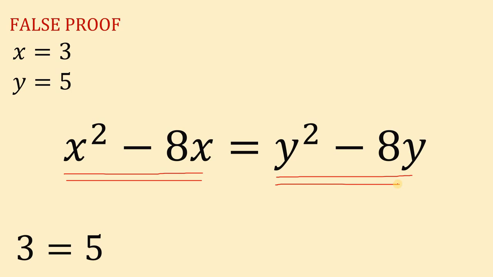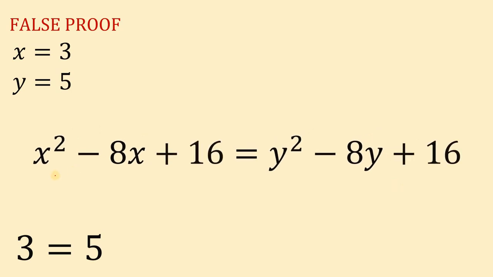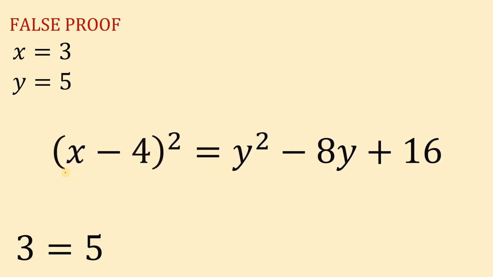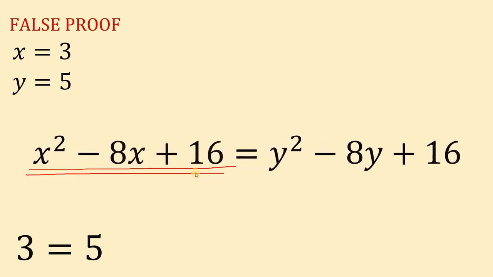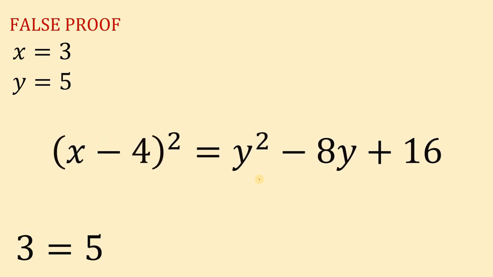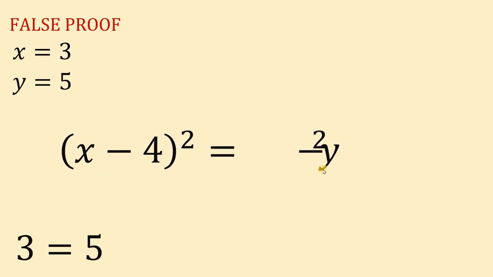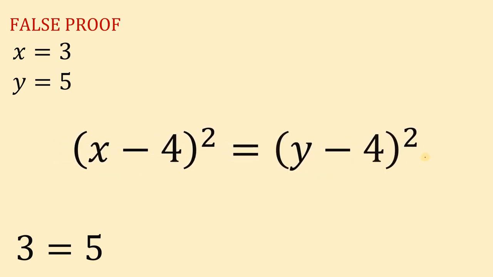Now, let's add 16 on both sides. And then, take note that the left-hand side and the right-hand side are factorable. X squared minus 8x plus 16 can be factored as x minus 4 quantity squared. So if we square this, x minus 4 quantity squared, this simplifies to x squared minus 8x plus 16. Alright, let's go back to its factored form. Also, the right-hand side, y squared minus 8y plus 16, can be factored also as y minus 4 quantity squared.